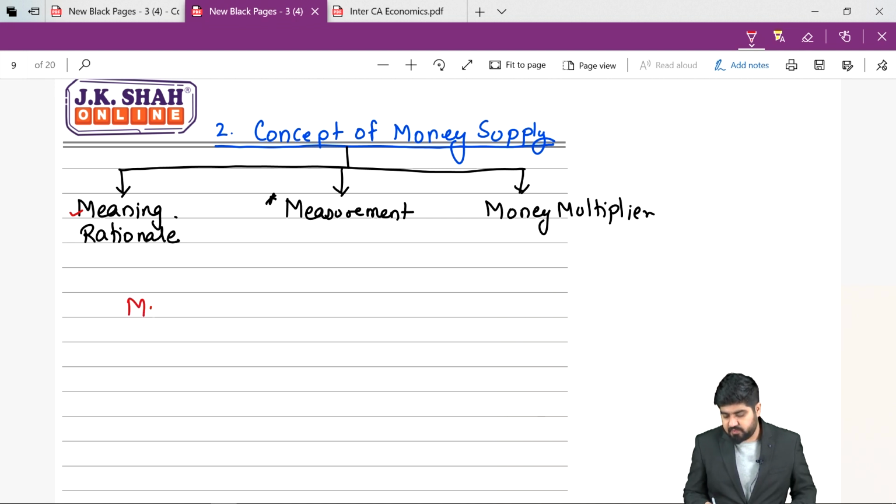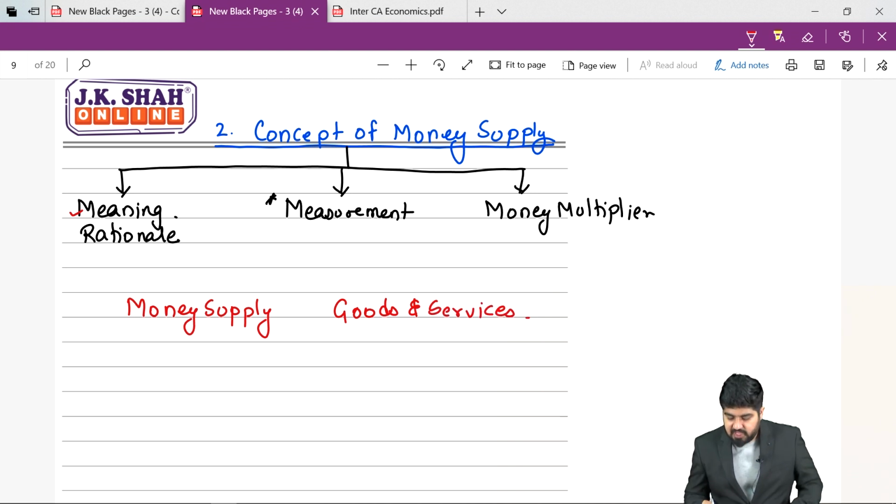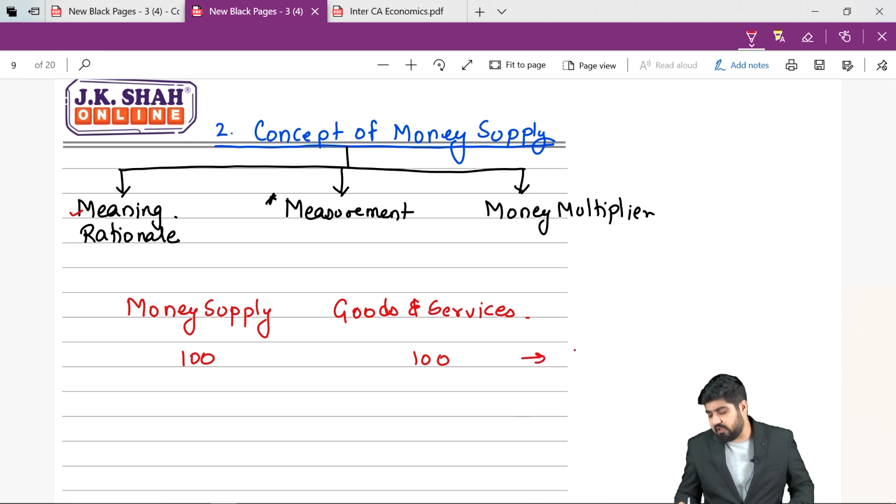First one, it is money supply. The other one would be goods and services, isn't it? Now, listen to this very carefully. Hypothetically, let's suppose money supply availability is 100 rupees and goods and services available worth are 100. See, if there is a small difference between money and goods and services, hardly it will make any difference in the economy. However, this is the most optimal structure because we are having equilibrium, isn't it?